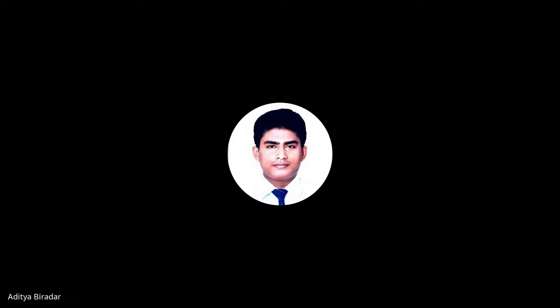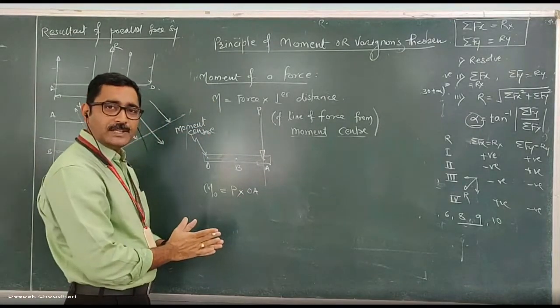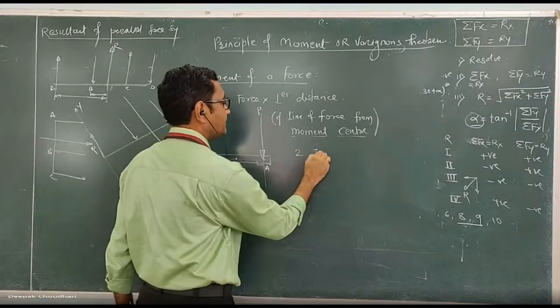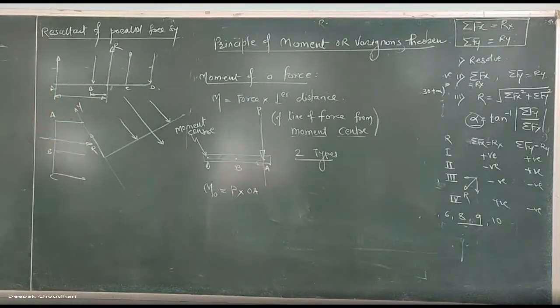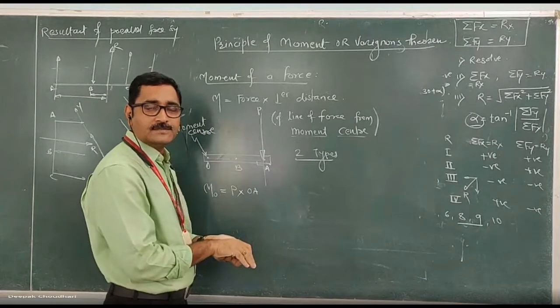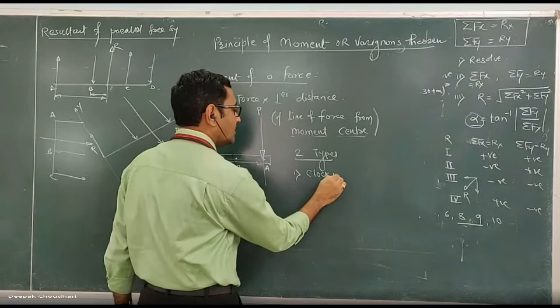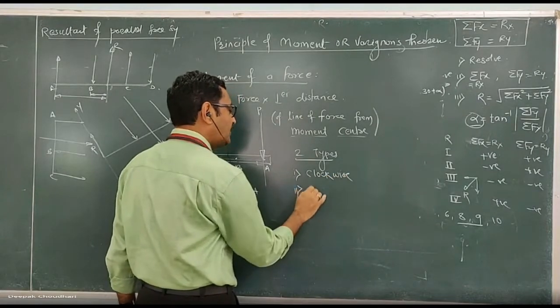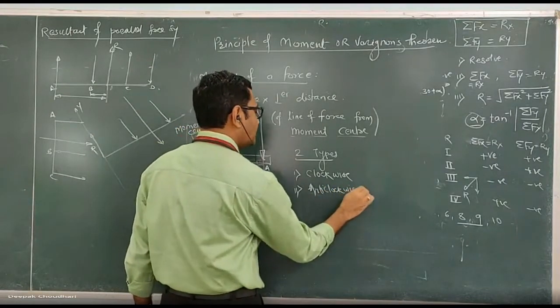Now, this moment, which is nothing but a turning effect produced by the force, is of two types. Means we can say that there are two types of turning effect. In normal use, you can say that there are two types of moment. Actually, moments are not two types; these are the turning effect produced by the force. Which are the two types? One is the clockwise moment, and the other one is the anti-clockwise moment.